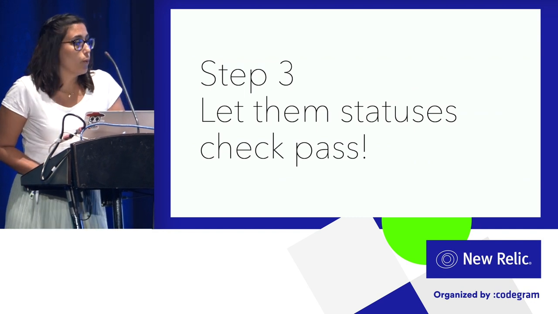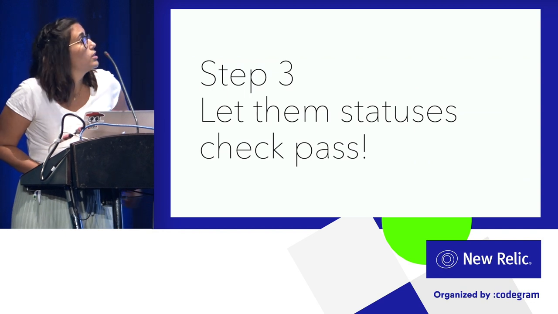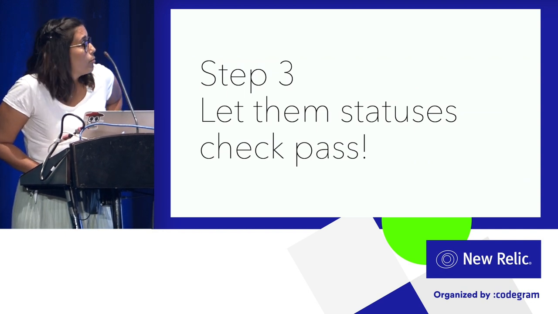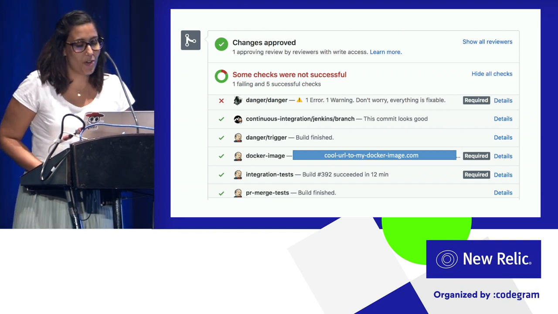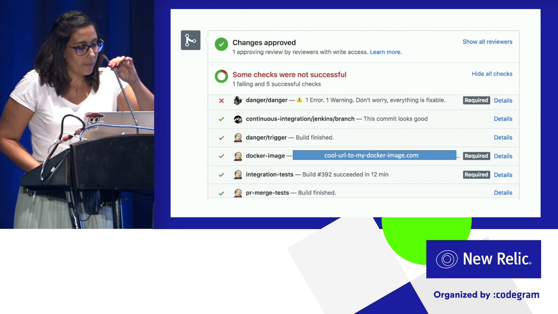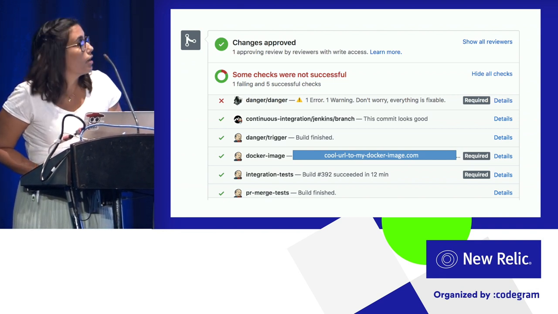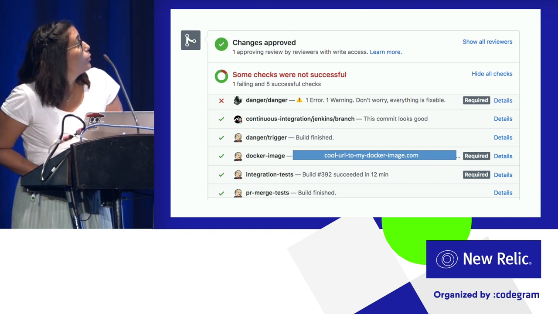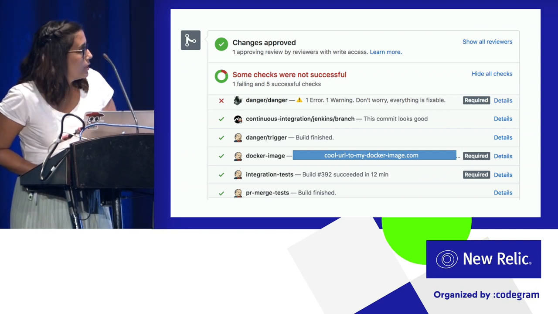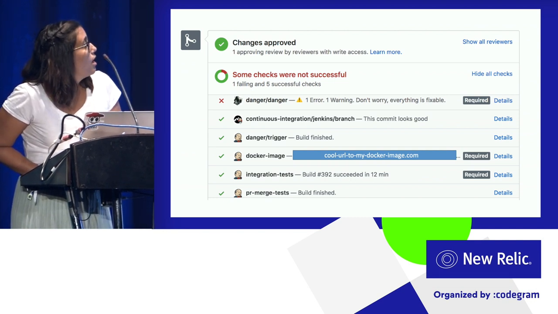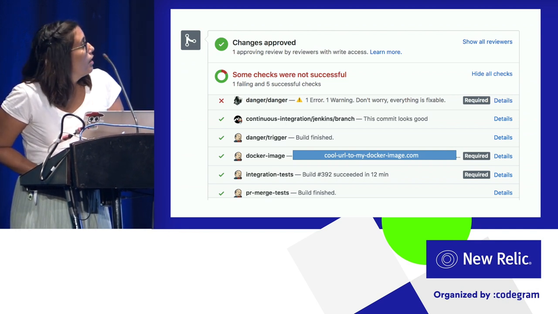Step three is to wait for the status checks to pass. In our CI process and in GitHub, we have a couple of status checks that I'm going to show you now. Okay, so this is actually a real pull request I have open right now. It's been approved and we have a couple of checks, right? We run unit tests, integration tests, and then we create a Docker image because we work with Docker.